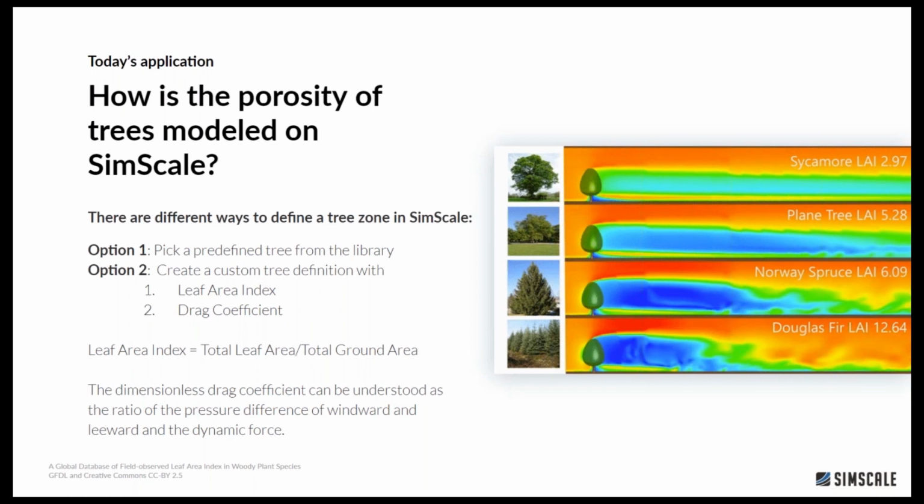So to define this porosity in value, we have two different values. One is called the leaf area index. So this is the total leaves area over the total ground area. So how dense the leaves are, what's the density of leaves.